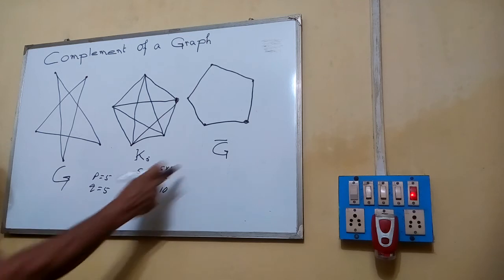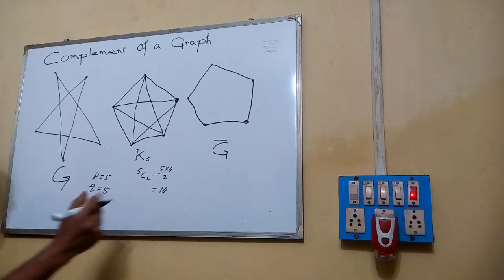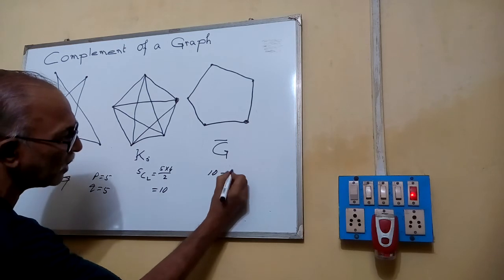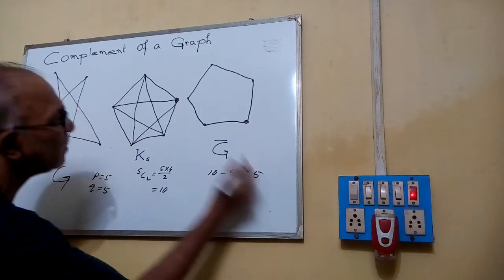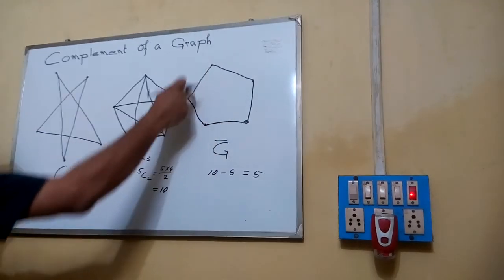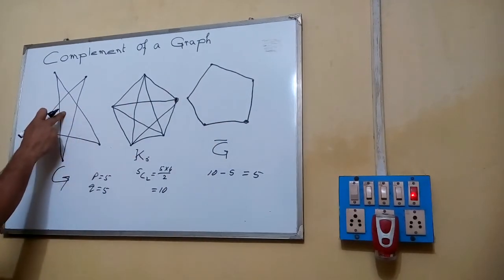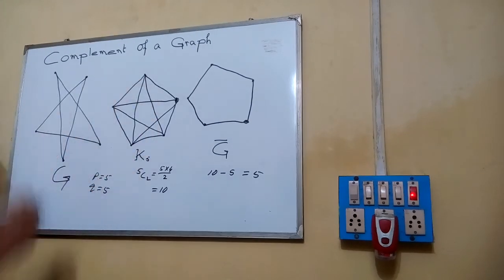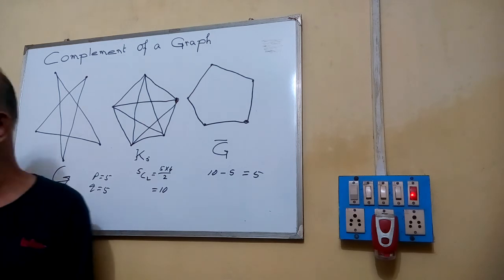So in G dash also, the number of edges will be 10 minus 5, equals 5. See, 1, 2, 3, 4, 5 edges are there. None of these edges are present in this graph, but all these edges are present in this graph. So this is called complement of G.